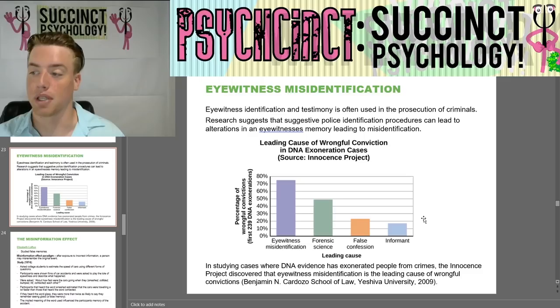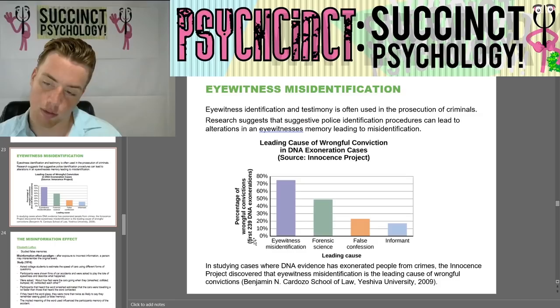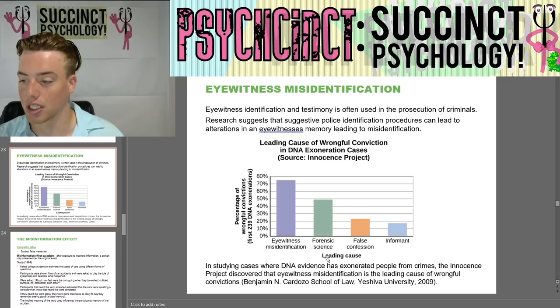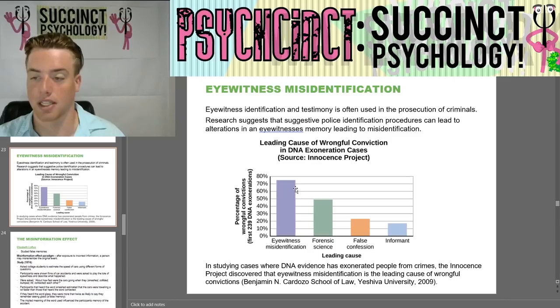So here we have a chart: leading causes of wrongful conviction in DNA exoneration cases. On the Y axis, you have the percentage of wrongful convictions, for the first 239 DNA exonerations, and then you have the leading causes. You can see eyewitness misidentification is responsible for about 75%, whereas forensic science is just under 50, false confession just over 20, and informant is right under 20.